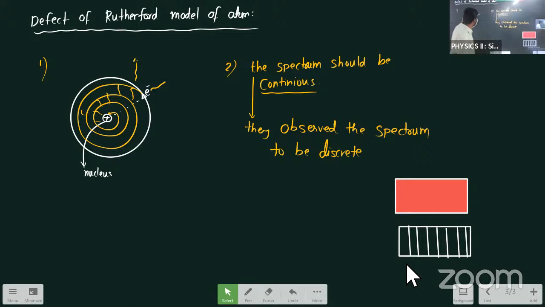The next defect is that as the electron is continuously emitting energy, we should get a continuous spectrum. But what is the spectrum observed? Discrete, line spectrum. So these were the two defects of the Rutherford model of atom. And these defects were corrected by whom? Bohr's model. Now, this is an important question for your examination.